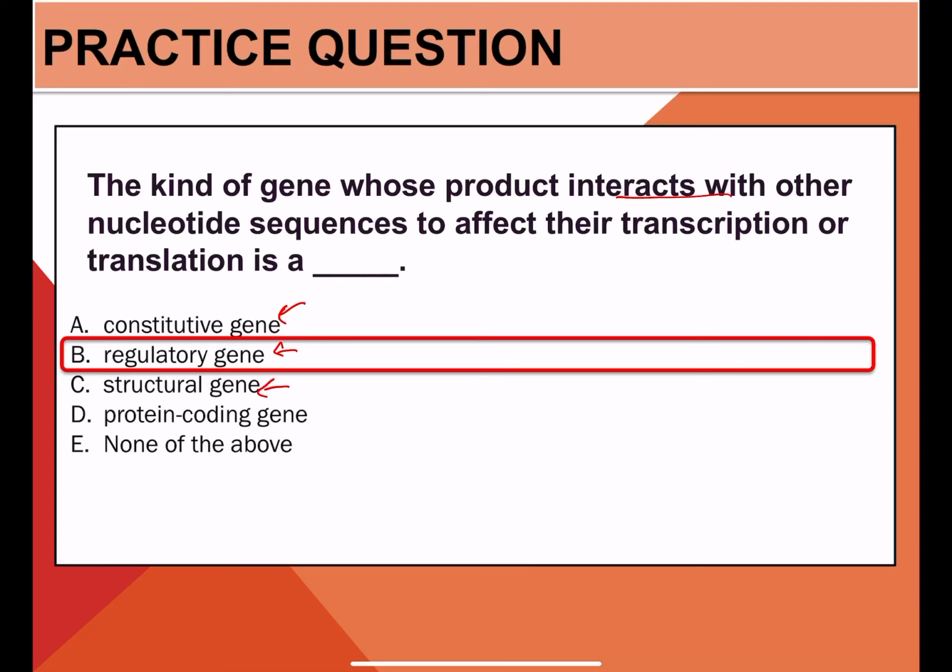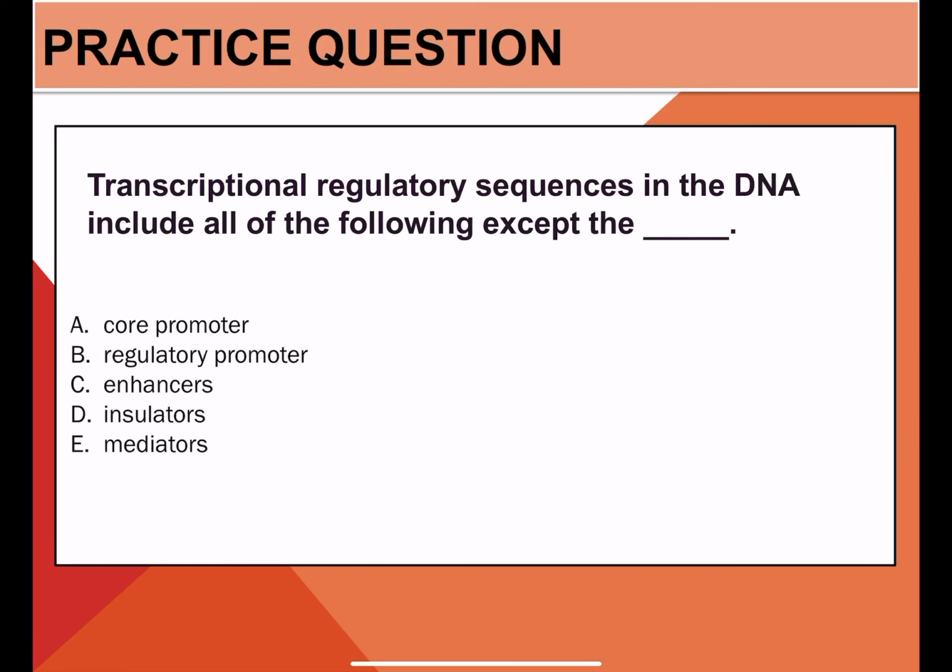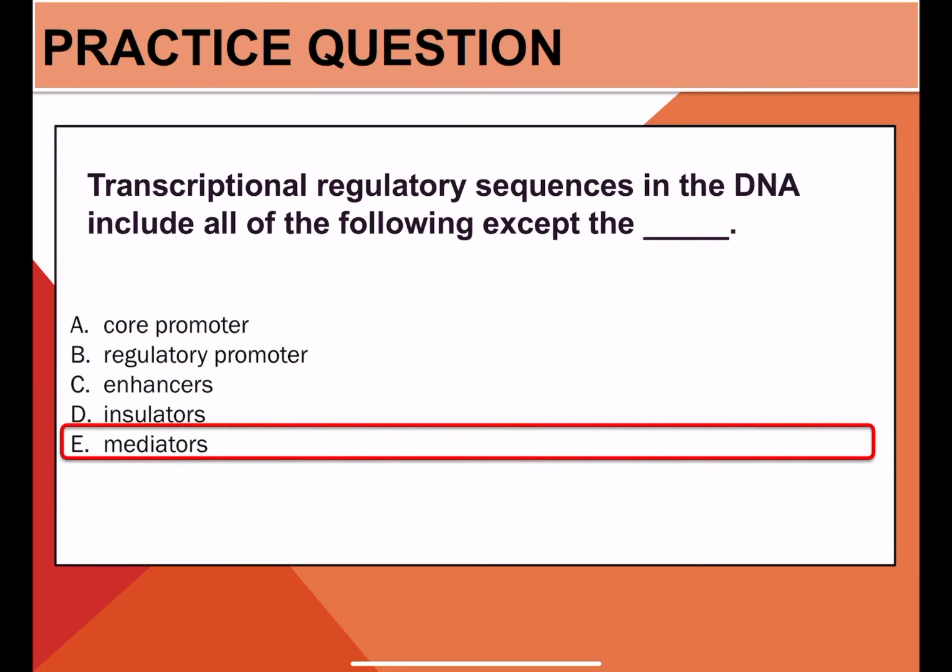Okay. All right. Transcriptional regulatory sequences in the DNA include all of the following except the mediators. We didn't talk about mediators. We talked about core promoter, regulatory promoter, enhancer, insulators. Now, the other thing to think about is this is talking about regulatory sequences of the DNA, not regulatory proteins. It's not saying proteins, it's sequences, which means these are just sequences within the DNA, not proteins that bind to the DNA. And all of these are sequences within the DNA.